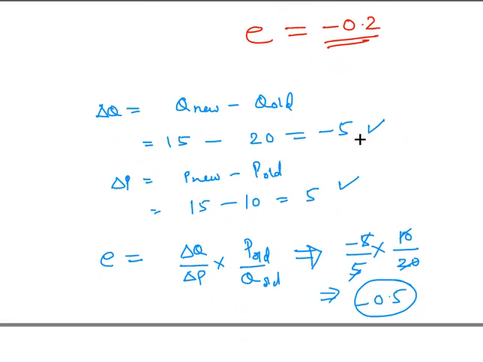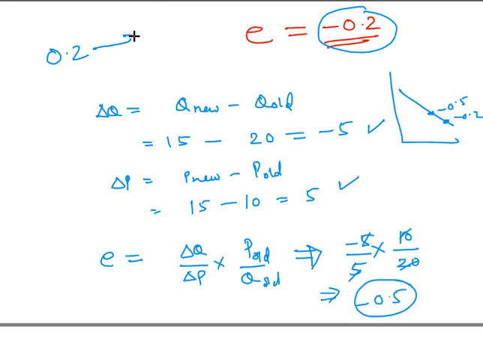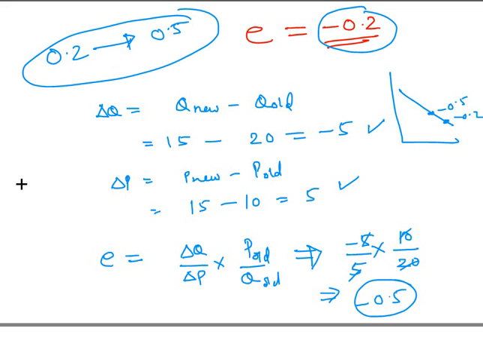So elasticity earlier was 0.2, and when we are here it has become minus 0.5, right? So if you see the modulus value, from 0.2 it has become 0.5. So this is what you will see. So it is changing, right?